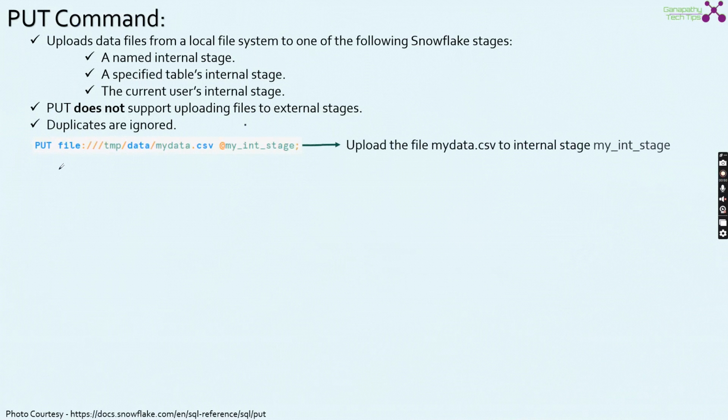So what are all the examples? Here you can see the same one which we saw earlier. Here it will put this specific file mydata.csv into my_int_stage, which is the internal stage. So it uploads mydata.csv to an internal stage named my_int_stage.